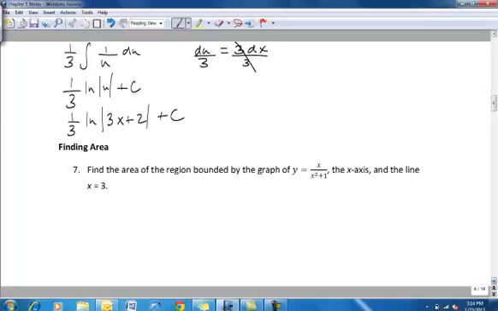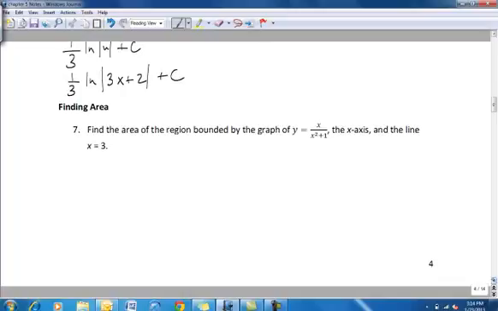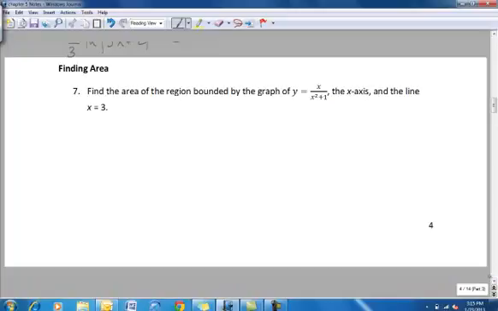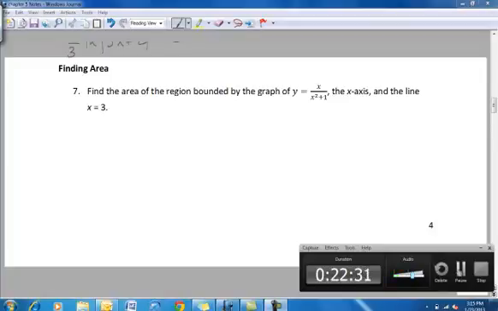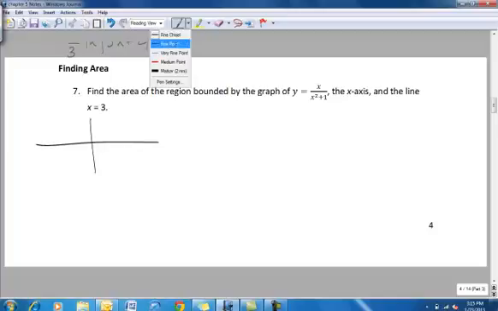Okay, let's apply this to finding area. Number 7 says find the area of the region bounded by the graph of y equals x over x squared plus 1, the x-axis, and the line x is equal to 3, which of course is a vertical line. You can check this out on your own if you want. The graph of x over x squared plus 1 looks approximately like this. And so we are asked to find the area of the region bounded by the graph, the x-axis, and the line x is equal to 3.